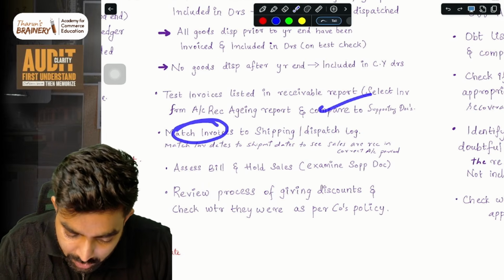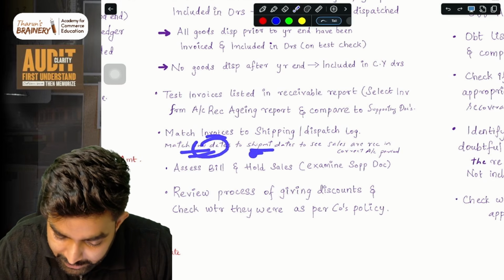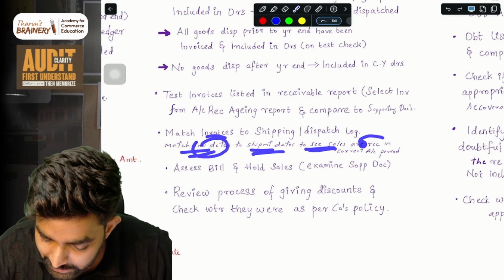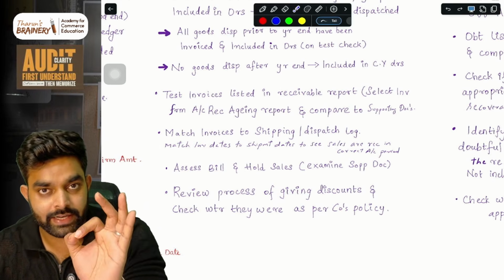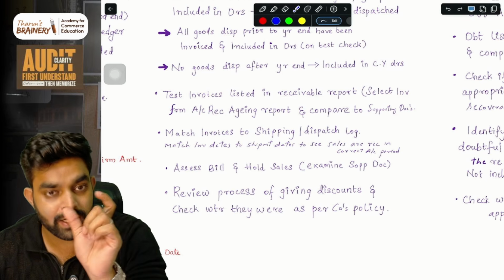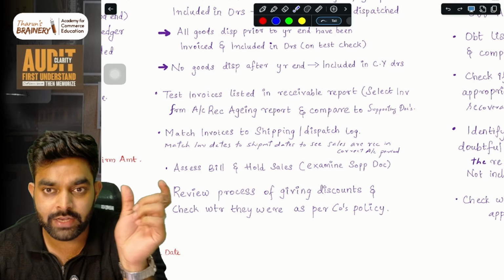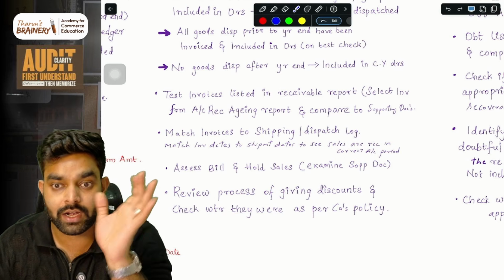Then match all the invoices to the shipping or dispatch log. Match the invoice dates to shipment dates to see whether sales are recorded in the correct accounting period. For the invoice, what is the date, and when the goods are shipped, what is the date? The shipment bill will be there; in that, what is the date, and for the corresponding invoice, what is the date? You can match that and see whether that sale is actually of the current accounting period or not.